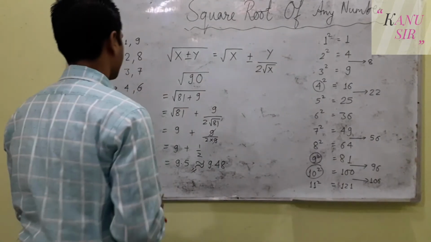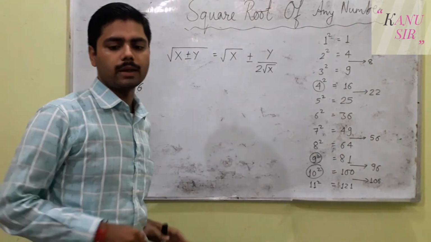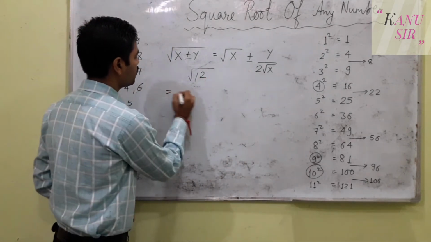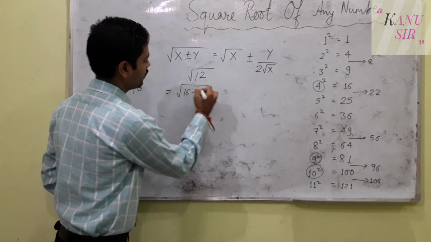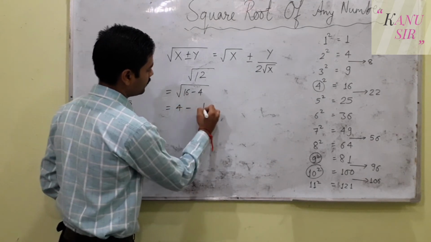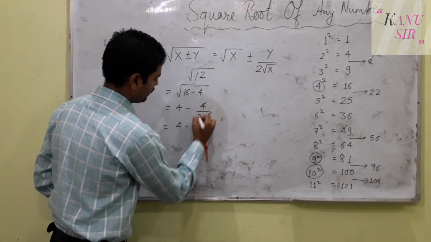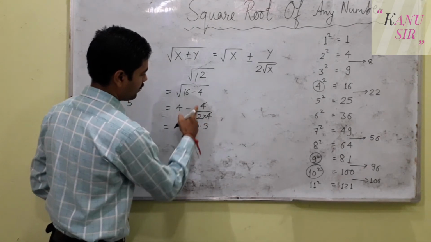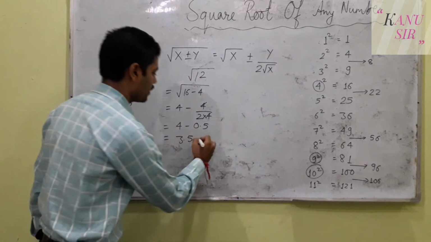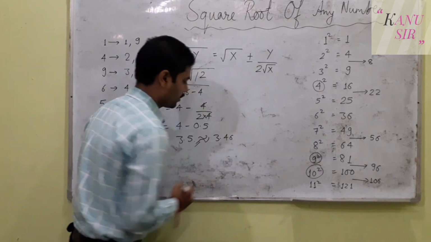One more example, but in a faster way, that is root 12. The nearest square number to 12 is 16 minus 4, that is 12. So square root of 16 is 4, minus 4 over 2 times 4. 4 minus 0.5, that is 1 upon 2, it means 3.5. Square root of 12 is 3.5, which is almost nearer to 3.46 from your calculator value.